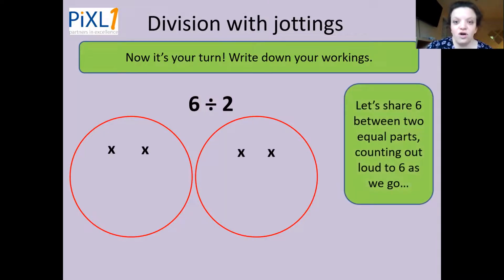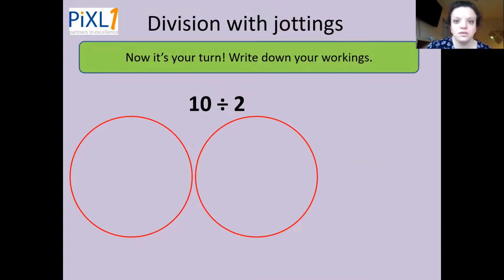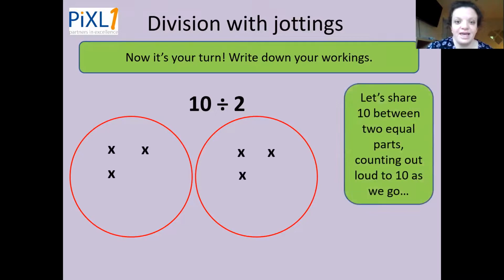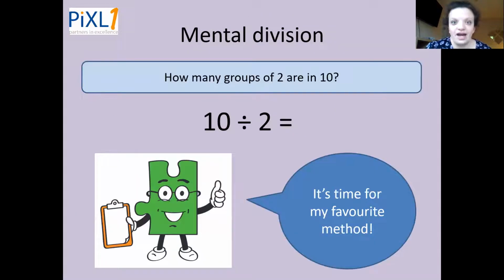Okay, and we should have got the answer 3. Easy peasy. 6 divided by 2 equals 3. Have another go. 10 divided by 2 this time. Pause if you need to. Use your knowledge of times tables, but also if you need to, you can draw. Okay, and the answer should be 5. Well done if you got that one right.